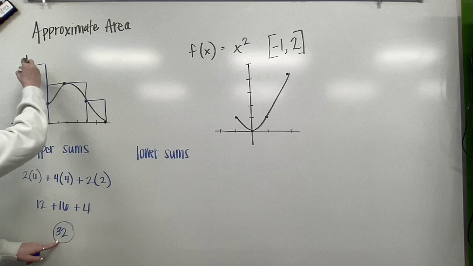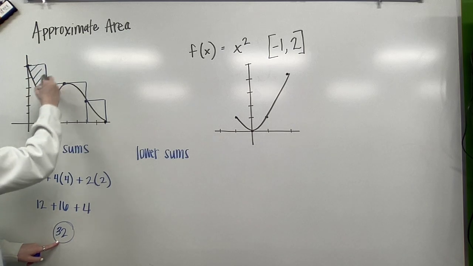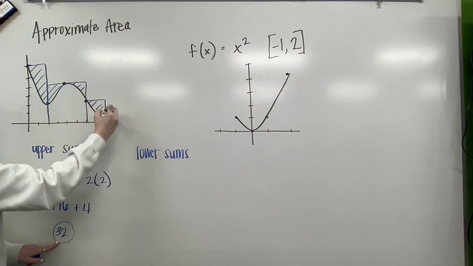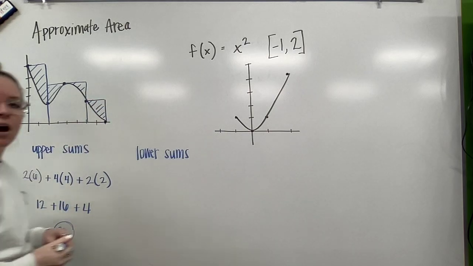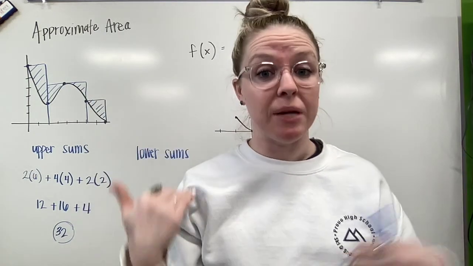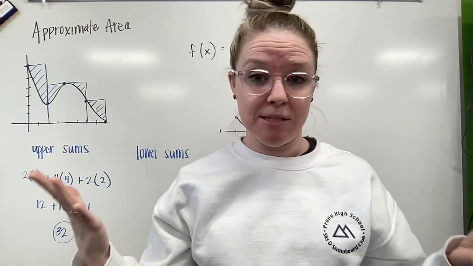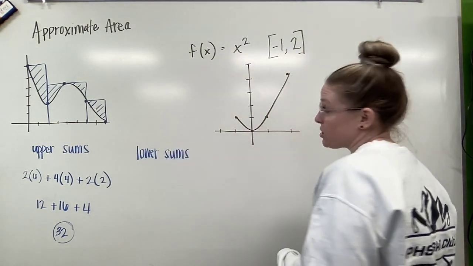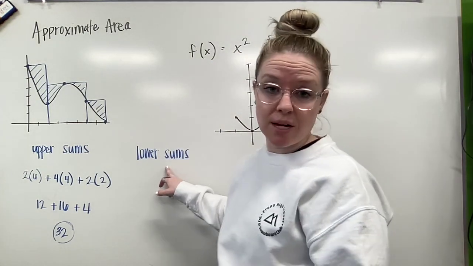It is very clear that this is an overestimation because our rectangles are going above our curve. Plain and simple. Upper sums meaning upper estimation. It's an overestimation. So then we also have our lower sums.